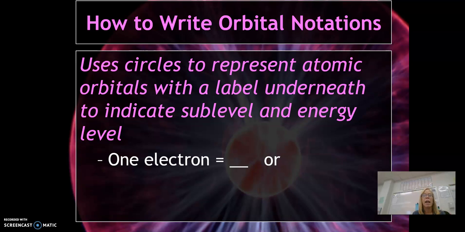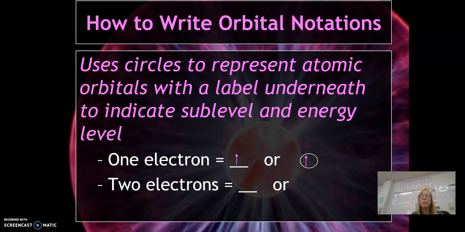All right. One electron, you can either have a line like this, which is what I like to do, or have a circle with one arrow. But either way, for one electron, you're going to use an arrow. Generally, we start with an up arrow. Do you have to? No, but whenever you see them, that's pretty much what it's going to look like.